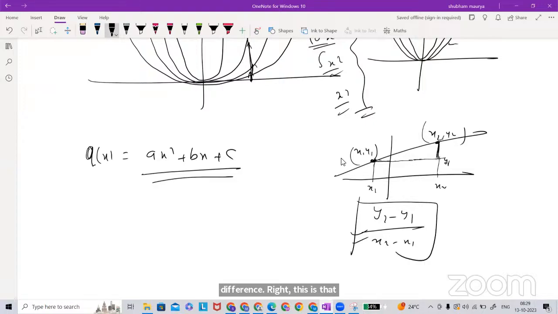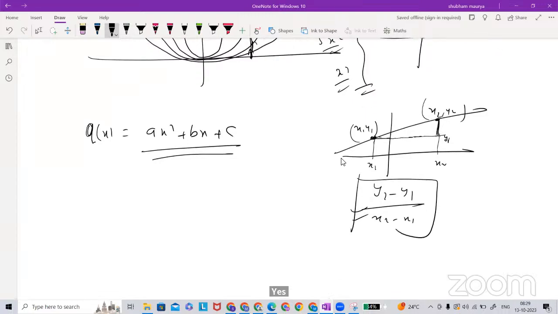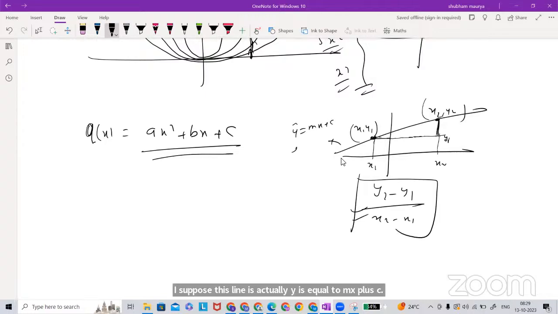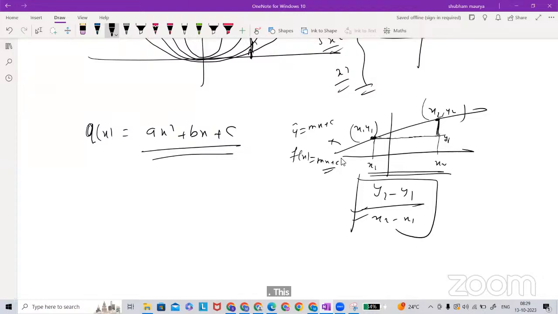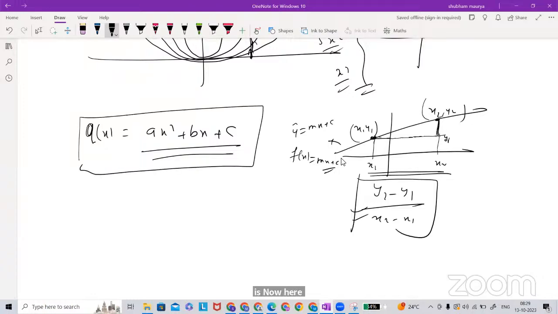This is a line. If you think of the same line, suppose this line is actually y is equal to mx plus c. So this is a kind of function we can think of, a linear function, and the slope is taking the y differences and dividing by the x differences. Now this other one is a function which is not linear, which is a quadratic function.